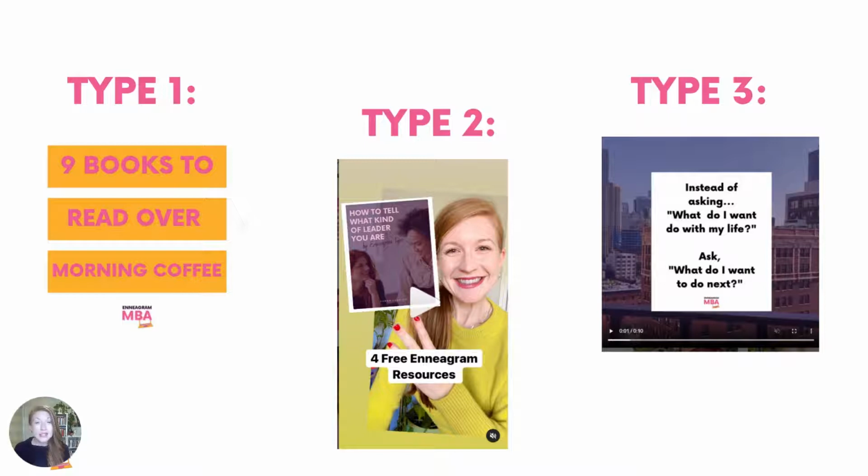Now, type 2 is sharing an actionable resource. Here, I was talking about 4 free Enneagram resources that I had created. It was basically promoting 4 freebies that I had, but these could be any sort of resources or tips. Again, it could be a book list, but coming from a place of these are my top takeaways from this book. I have 5 takeaways that I'm going to share with you.